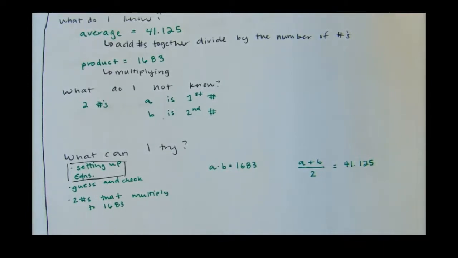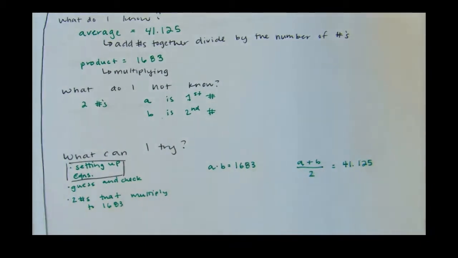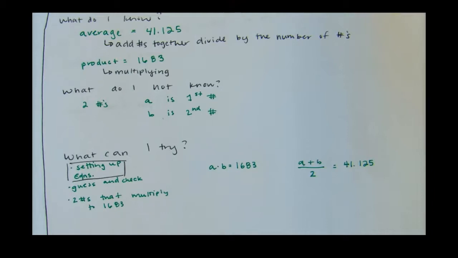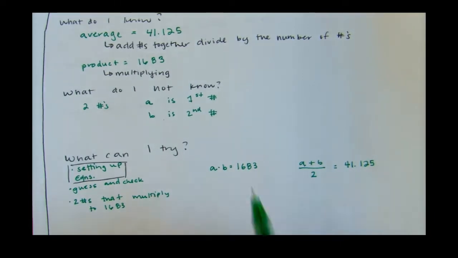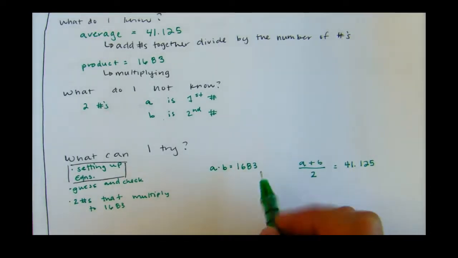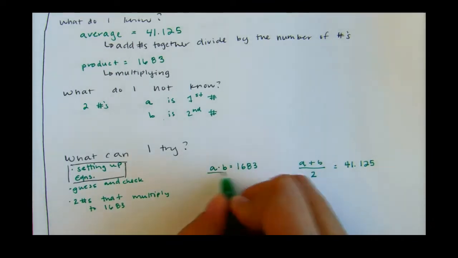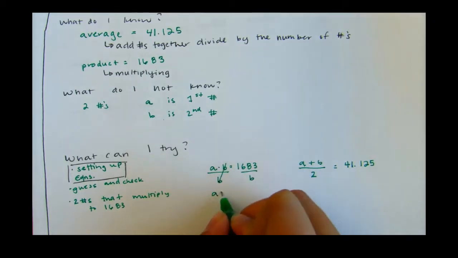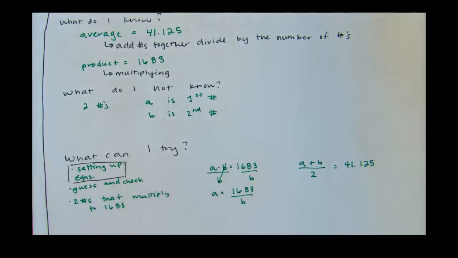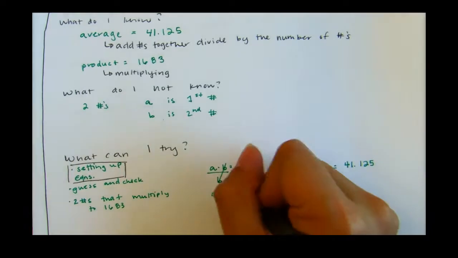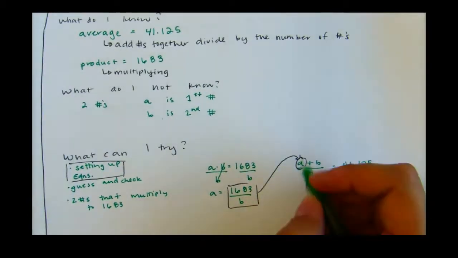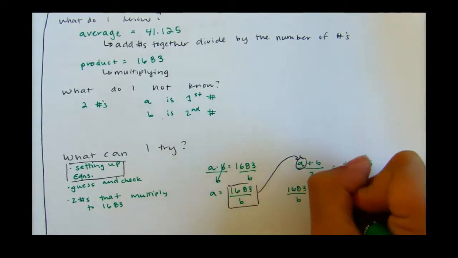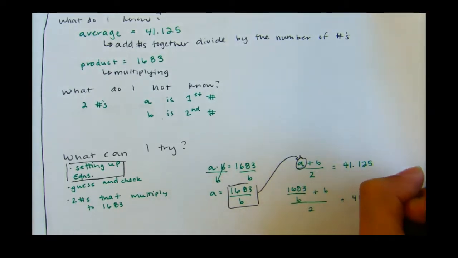Okay, so I've set up my equations. Now I've got to think about how I can solve these two equations. How can you solve for what A and B are? Hopefully a switch clicked in your head that this is actually just a system of equations. So this could be x and y, and I need to solve for one of them and see if I can plug in and solve for the other. So in this equation, I'm going to solve for A. So I'm going to divide both sides by B to get rid of it. So I get A equals 1,683 over B. Now that I know what A equals, wherever I've got an A over here, I can plug that in. So I'm going to replace my A with 1,683 over B plus B divided by 2 is equal to 41.125.